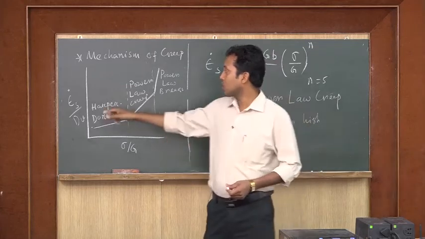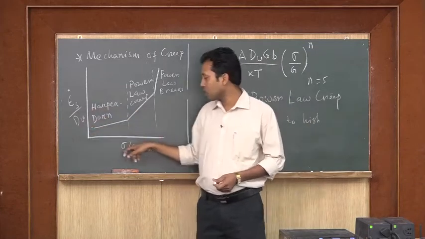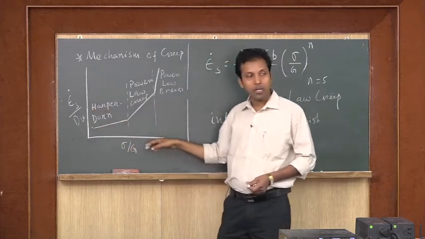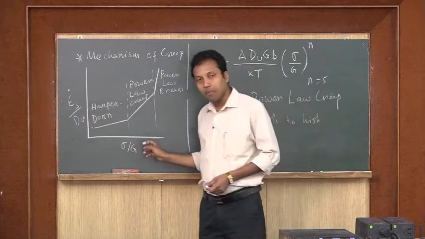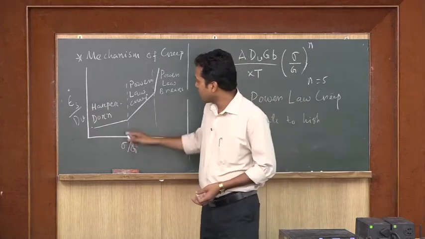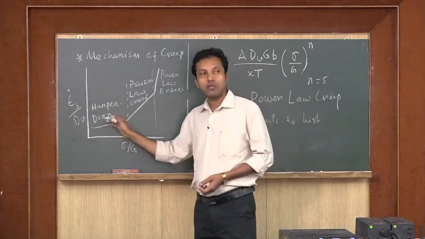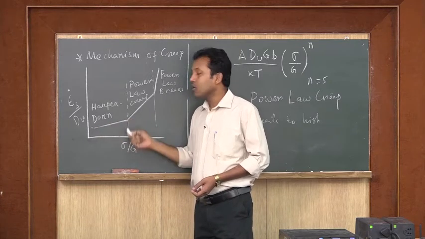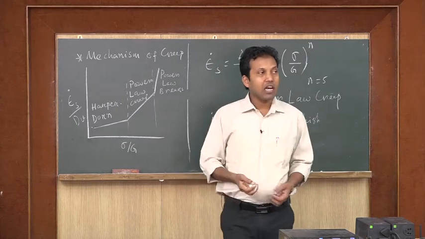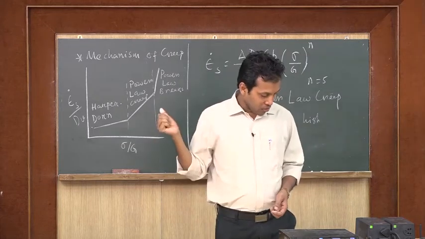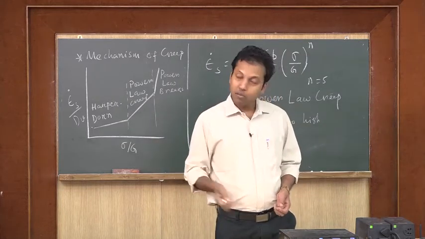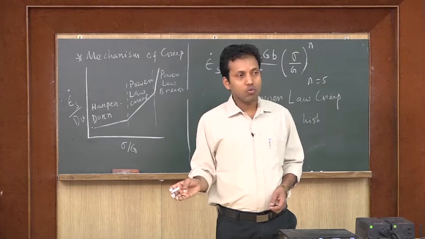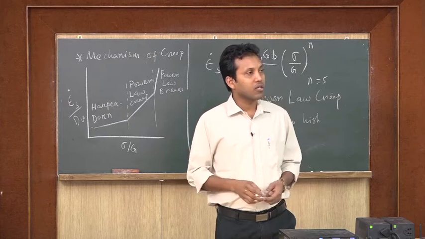Here it is epsilon s dot divided by D_v, here it is sigma by G. So, I can say that we are comparing creep rate with the applied stress, and if we do so, then in the low stress range the creep rate is linear. In our equations I have something like sigma by G to the power n, where the n values may be 1, 2, etc., that way may be correlated.